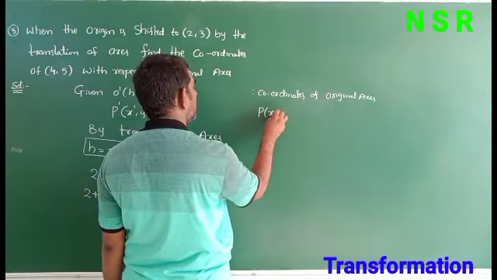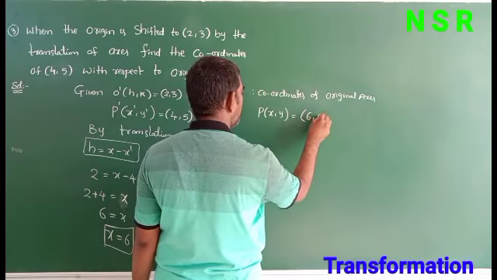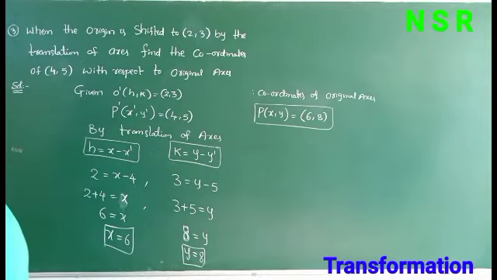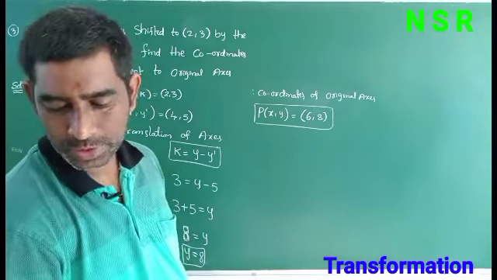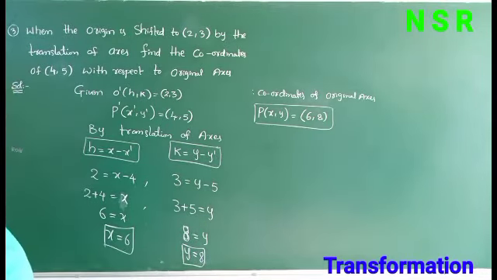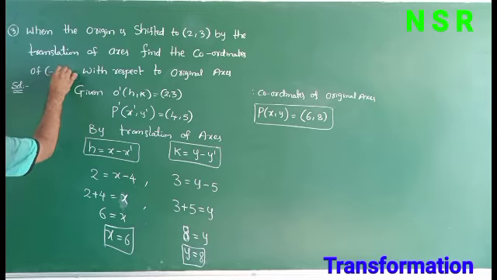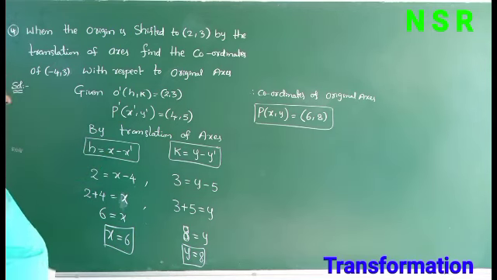That is P(x, y) = (6, 8). So these are the coordinates with respect to the original axis. Similarly, we have the fourth question: when the origin is shifted to (2, 3) by the translation of axis, find the coordinates of (-4, 3) with respect to the same original axis.